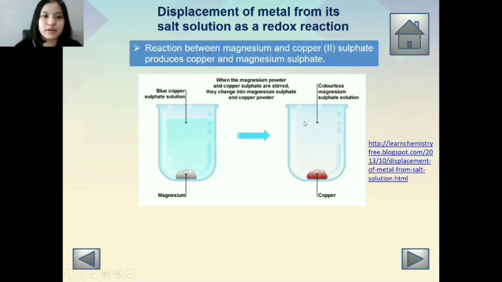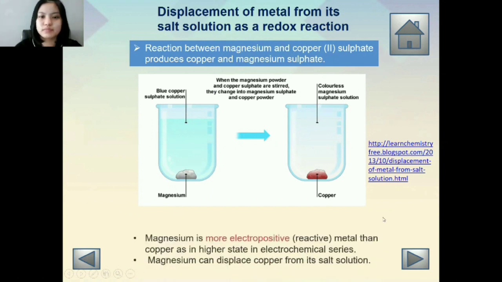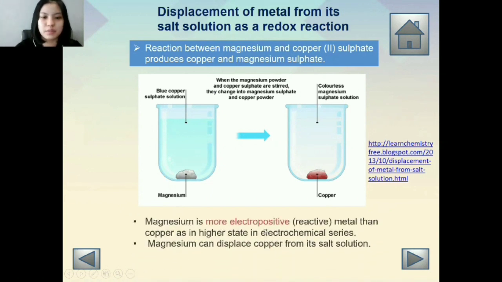This diagram shows the reaction between magnesium and copper 2 sulfate. The magnesium and the copper sulfate solution will form copper and magnesium sulfate. This is because magnesium is more electropositive than copper, as magnesium is higher in the electrochemical series. The magnesium can displace copper from its solution. Okay, now I will go back to the home.